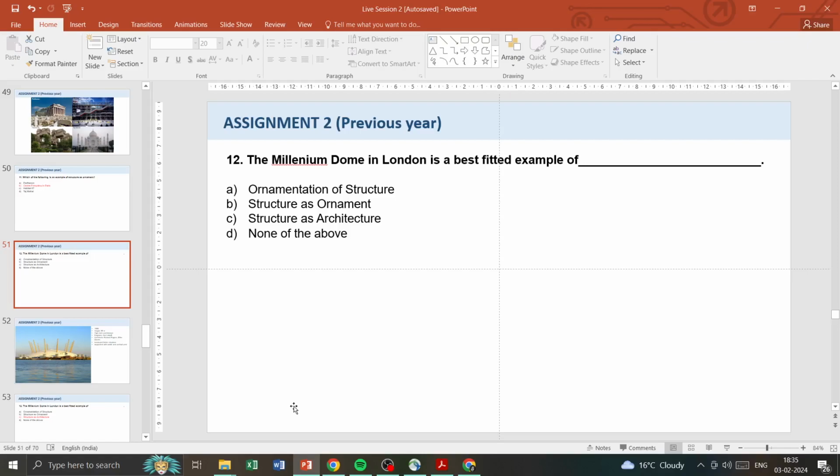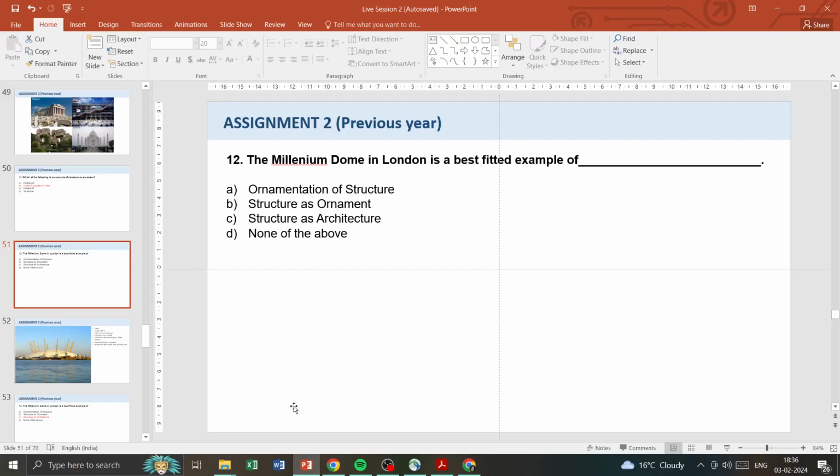So the question was that the Millennium Dome in London is the best-fitted example of what? As I explained at the start of the session, there are five terms that Sir has covered in the NPTEL lectures about the relationship of architecture and structure: ornamentation of structure, structure as ornament, structure as architecture, structure accepted, and structure ignored. To understand them in detail, you can go through the lectures, which explain them very well. I will briefly tell you what these terms mean.